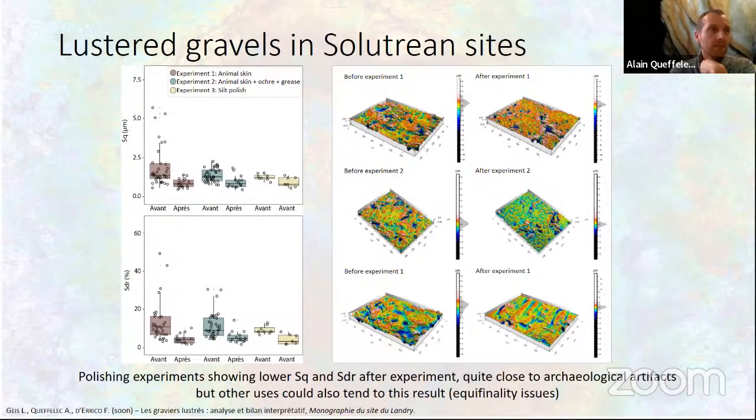The experiments conducted show that it is indeed possible to lower the roughness values of quartz gravels by several processes, with the experiment on tumbling with ochre and skin being the most conclusive as compared with the archaeological artifacts. Nevertheless, it is of course very difficult to be sure of the exact process that led these gravels to be that polished, as many processes could lead to the formation of this same surface texture.